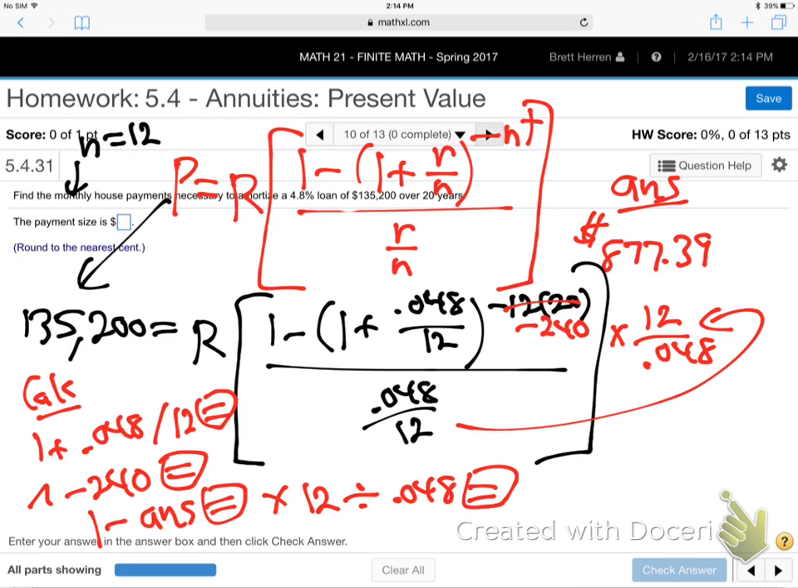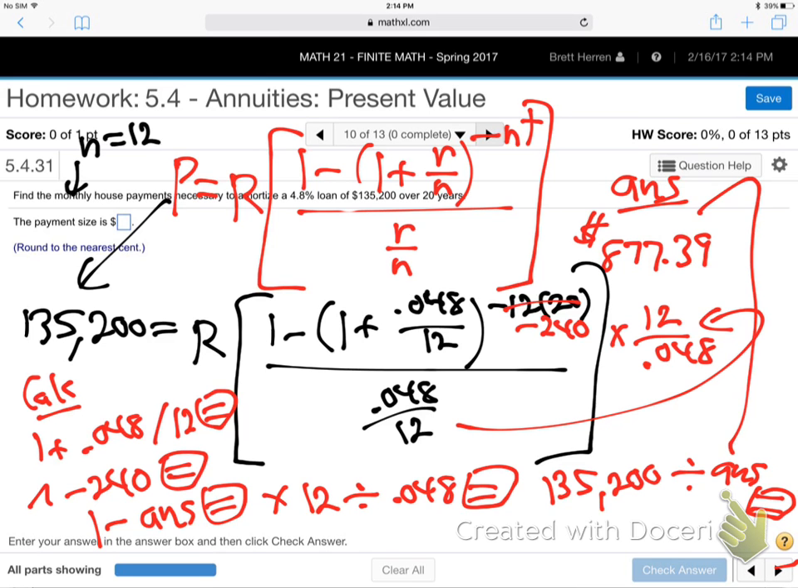take the 135,200 divided by answer equals. And we get the answer. 877.39. So that's what your house payments would have to be. 877.39. You got to pay that every month, and that'll kill the debt, the loan of $135,200 over 20 years. That's what it'll do. Plus, you've got to pay taxes and insurance. That's just principal and interest.